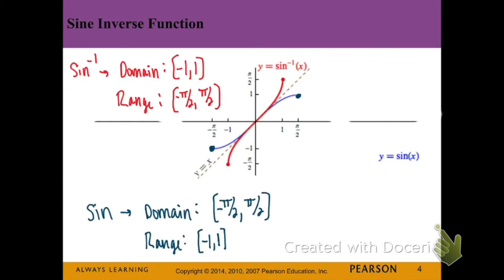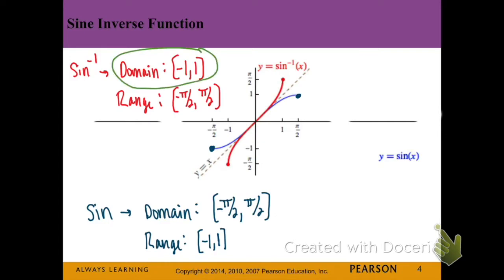Now that we've restricted these functions, it's a good idea to write down their domain and range. For my sine function in blue at the bottom, I've written that the domain is from -pi/2 to pi/2, and my range is from -1 to 1. To get the domain and the range of the sine inverse function, I'm just going to flip those. So now my domain is -1 to 1, and my range is -pi/2 to pi/2.